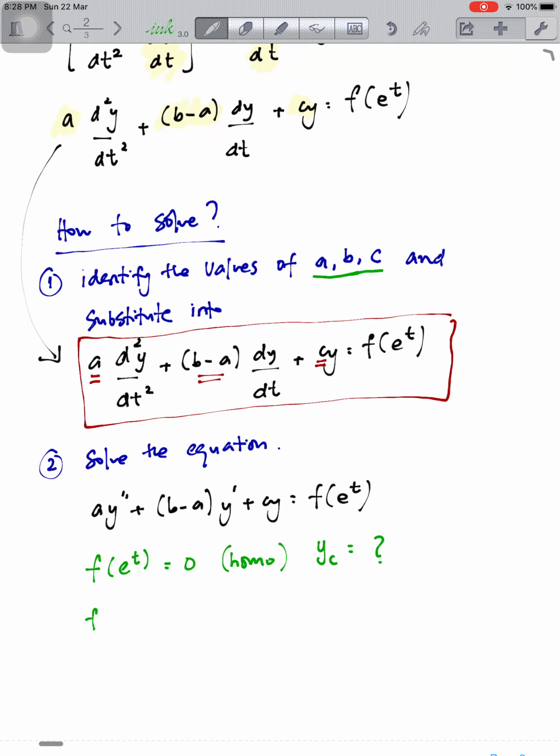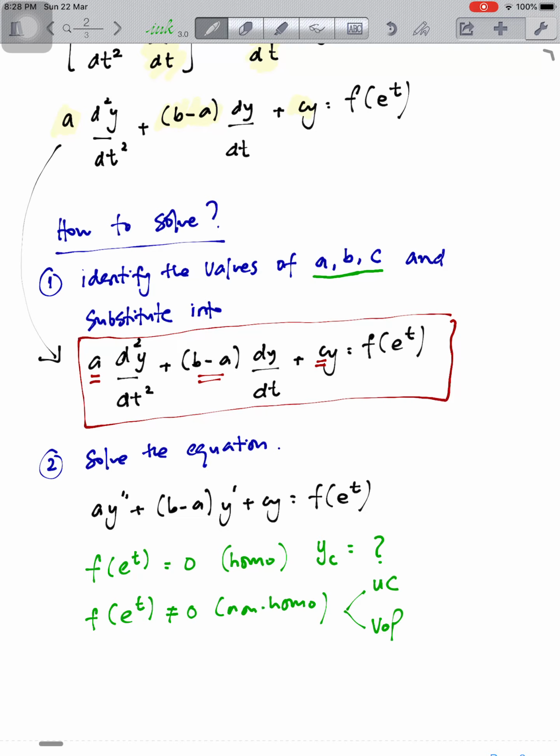But if the right hand side, which is now f of exponential t, is not equal to 0, that is a non-homogeneous equation. And as we have discussed in chapter 2, there are two ways of solving a non-homogeneous equation. The first is by using the UC method. The second is by using the VOP method.